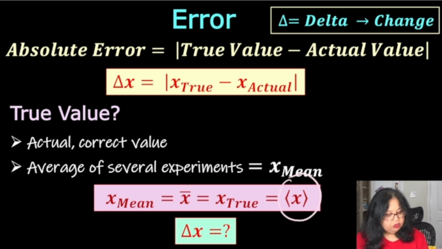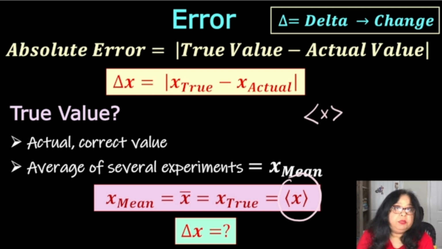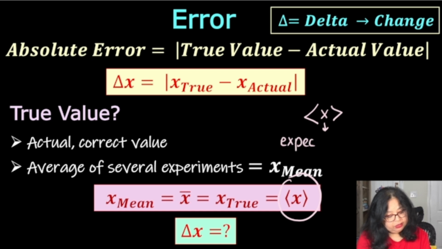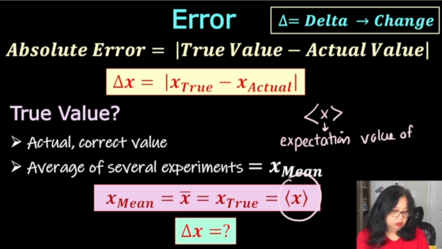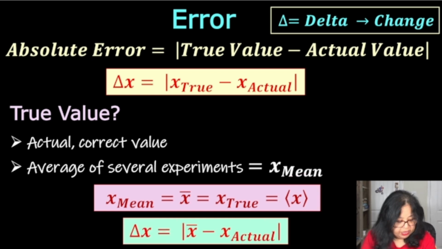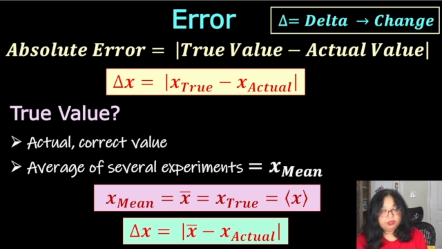This is not very common, to write the average value between these pointy parentheses, but you might see it in some places. In quantum mechanics, this is called the expectation value of x, which is actually equal to the average value of x. So in terms of these symbols, you will say that delta x is equal to x bar, which is the average value of x over several experiments and is taken to be the true value of x.